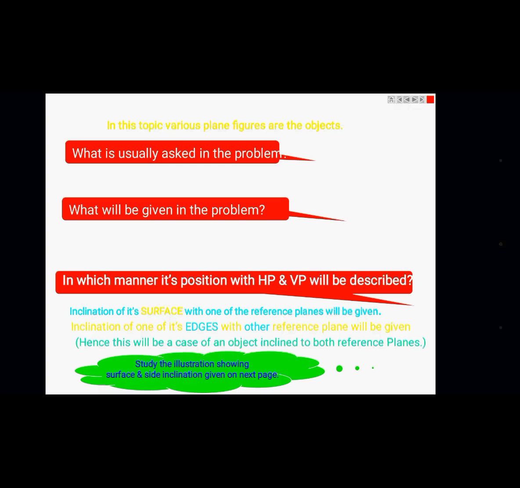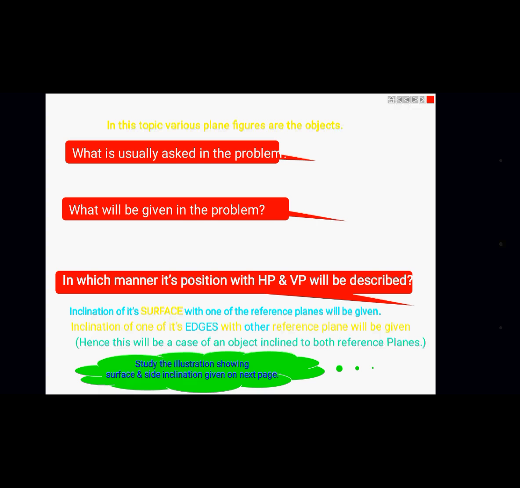And then the type 3 problem will be different from type 1 and type 2. There will be no HP angle, no VP angle and no beta angle. So some conditions will be given, and based on the given conditions you have to proceed. So these are the three types you find in both categories.